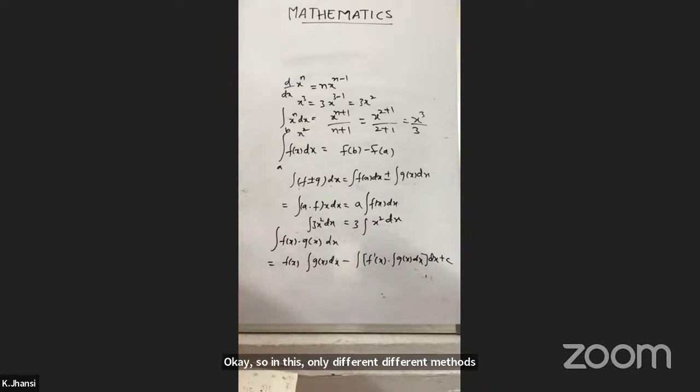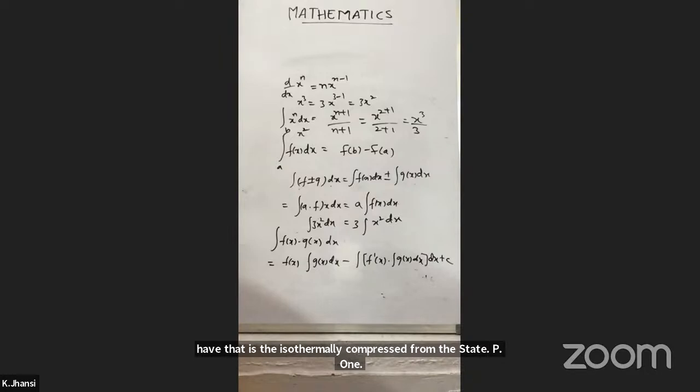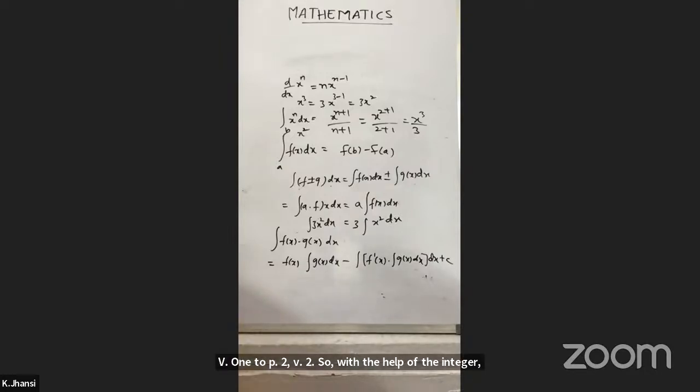Last one is the integration by successive reduction. Integration by partial fractions. Different concepts are there. So, isothermally, one problem you have based on chemistry, that is, isothermally compressed from the state P1 V1 to P2 V2. So with the help of integration, how do you solve this one? That problem is there that you will get for the 5 marks question. Okay.